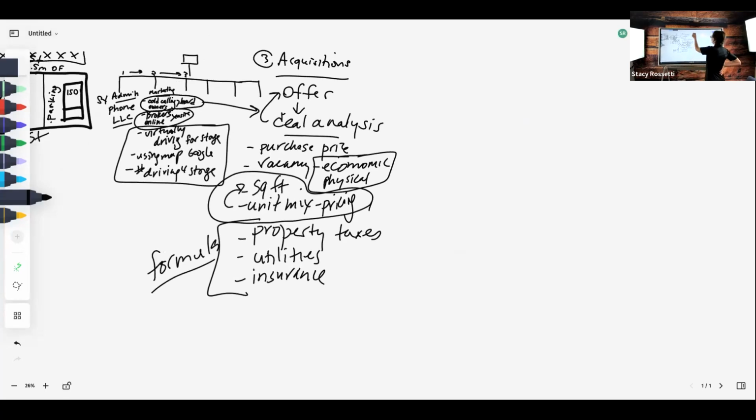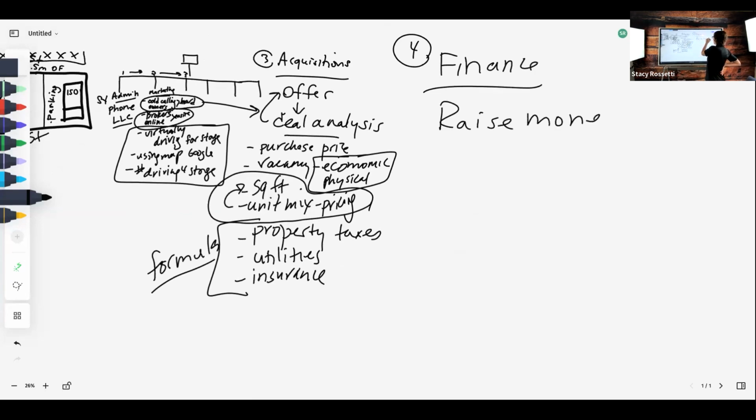Next one, step 4, is going to be your finance. You've got to raise the money. Raising the money could be going to a lender, an SBA lender or a local lender. Like us, we went to SBA and got the loan for the Clarksville one. But you can also go to local banks. Banks love storage, and they are in need of loans right now. I mean, obviously you can see banks are desperate right now.